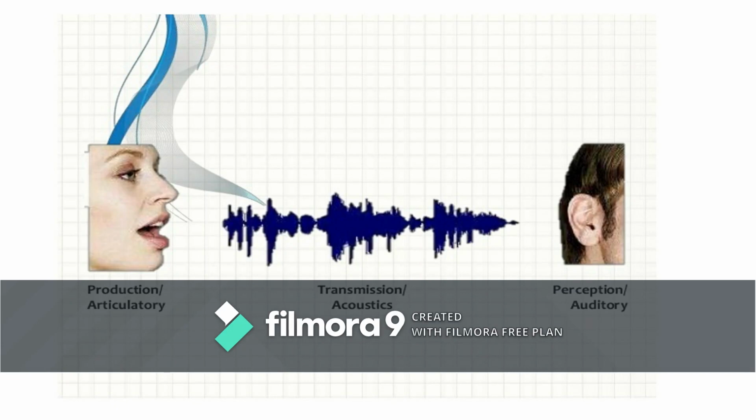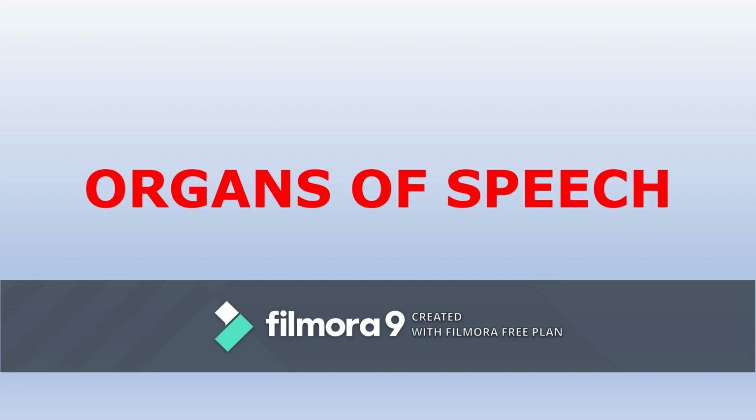Here in this slide, it is very clear how the sound is produced and transmitted, and finally how it is perceived through auditory perception of sound. This can be clearly explained by articulatory phonetics, or let us say, in the next slide, this can be explained by the organs of speech: how organs are involved in producing each and every letter.